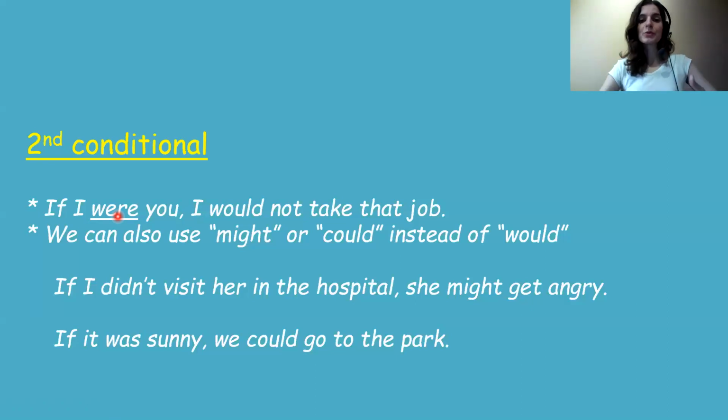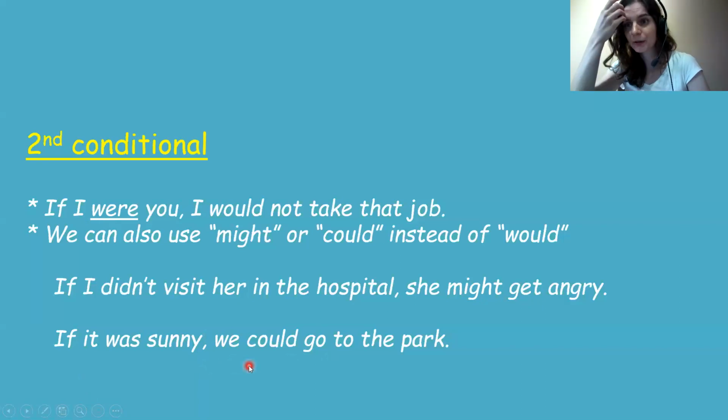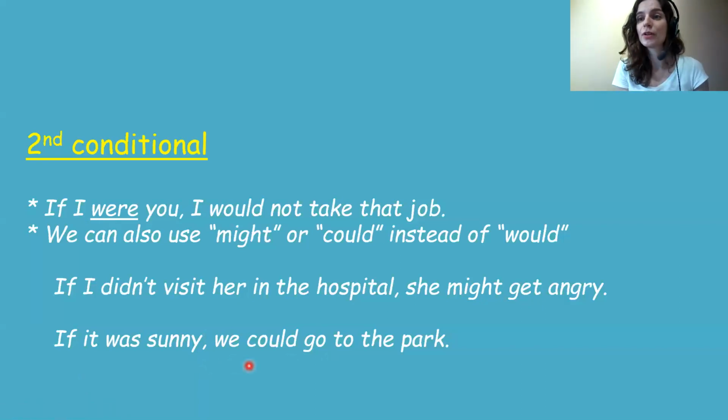And also what is good to remember is that instead of would, in the second conditional, we can also use might or could, all right? So for example, you can say, well, if I didn't visit her in the hospital, she might get angry, right? So there is a possibility that she would get angry. So instead of would, you can say might. Or again, you can say, if it was sunny, we could go to the park, right? So again, you can also say, if it was sunny, we would go to the park. So you can just basically change them.